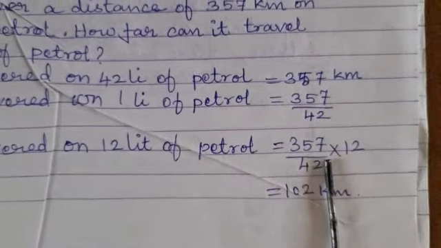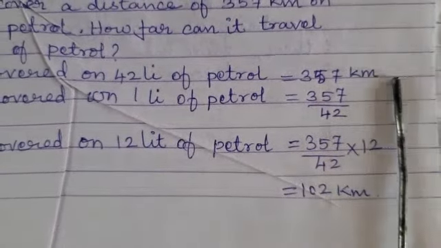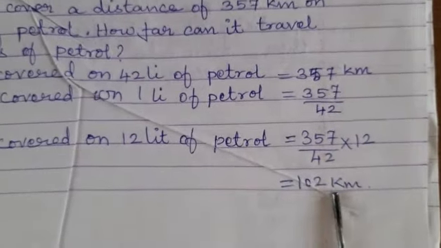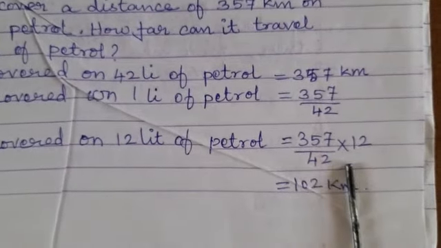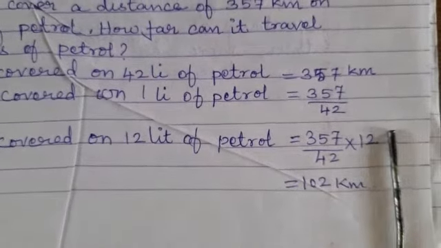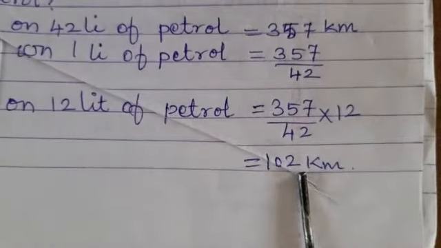Do the simplification, show the workings in the working column. Here I have simply simplified it and then given the answer. You do all the simplification workings in the rough column and then you have to show it. So the answer is 102 kilometer.